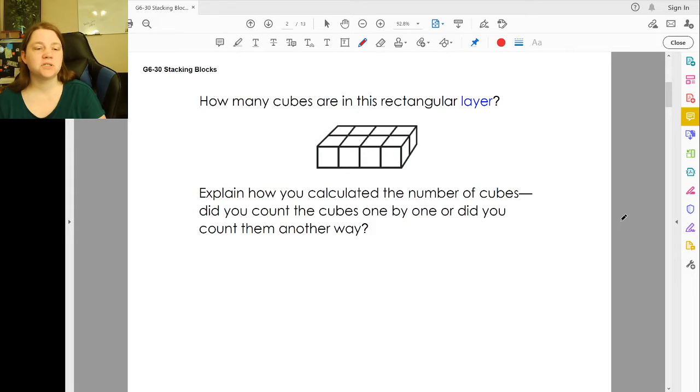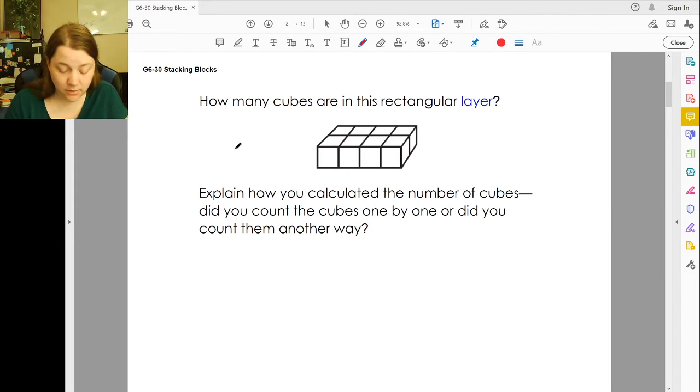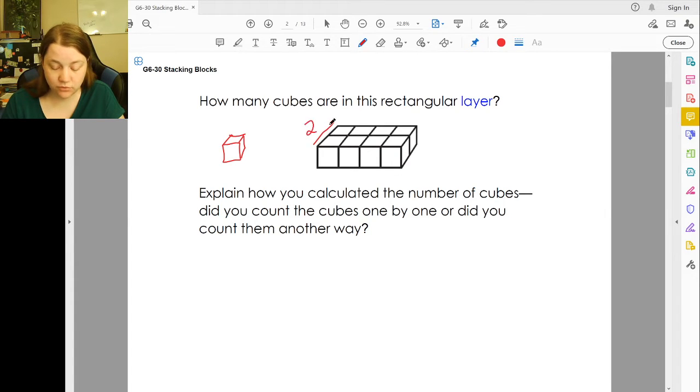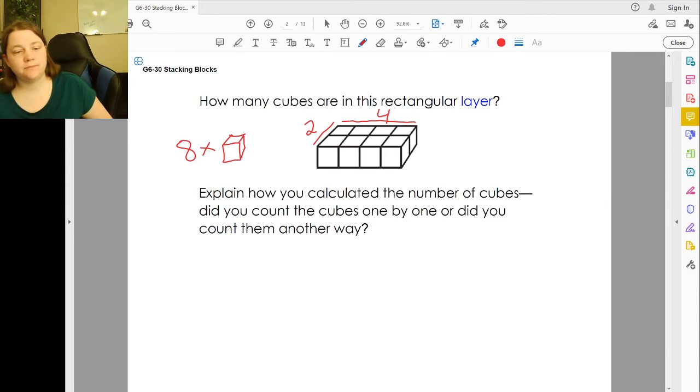How many cubes are in this rectangular layer? Remember that 1 cube is a 3D object. So that 1 cube is going to look like this. We want to know how many cubes are here total. Because there's only 1 layer of cubes here, just this bottom layer, we can look at how there's 2 going here and there's 4 over here. So that would be 2 times 4. There are 8 of these cubes.